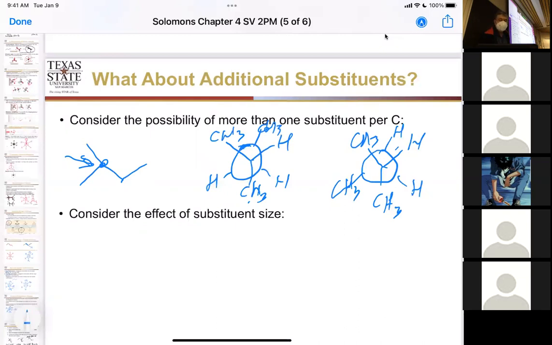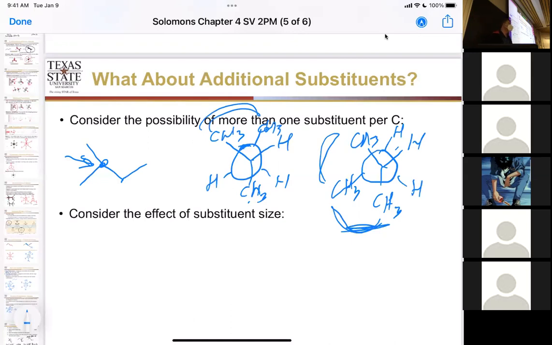Well, here we only had the one methyl-methyl gauche interaction. Here we have two methyl-methyl gauche interactions. Which one's higher energy? This one right here is going to have the higher energy. So as you add more substituents, you have to account for each of those sets of substituents. All right, questions on that?